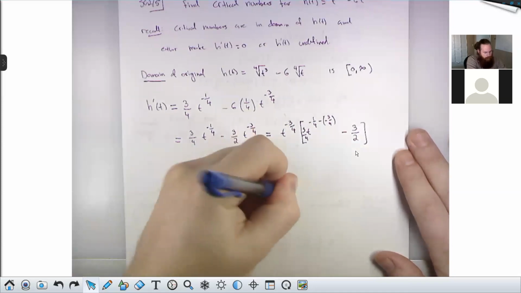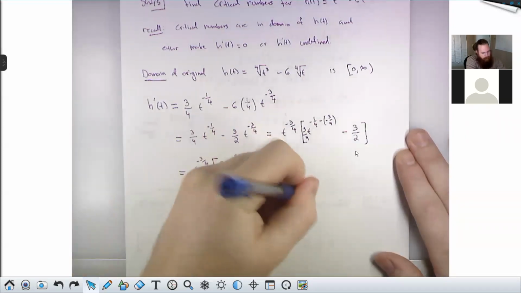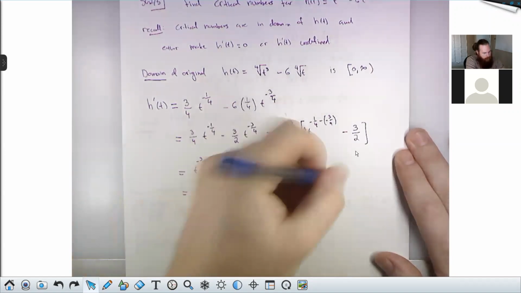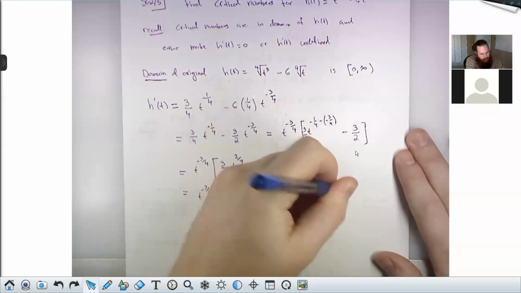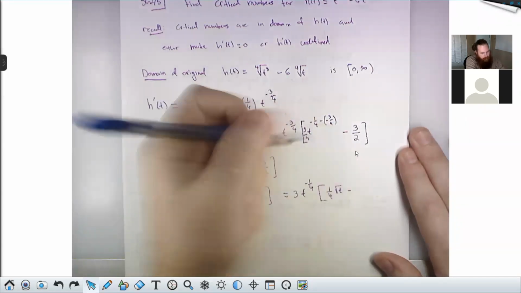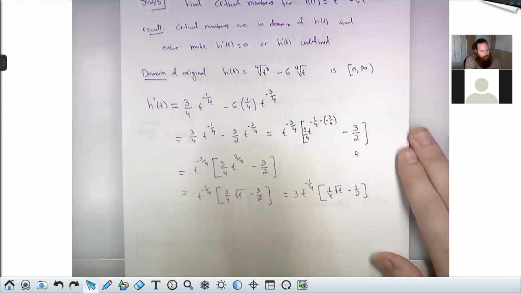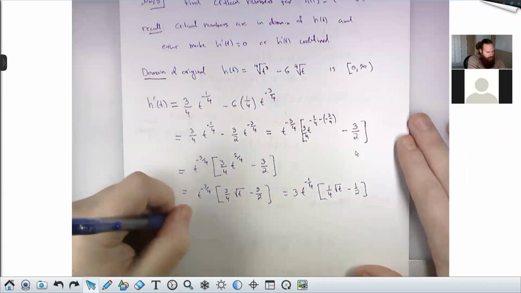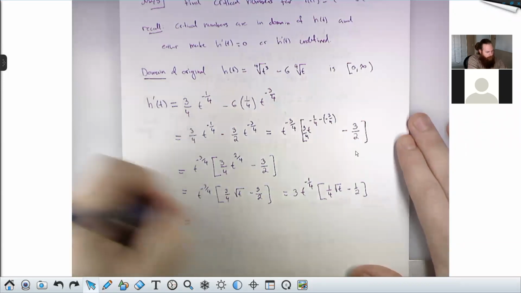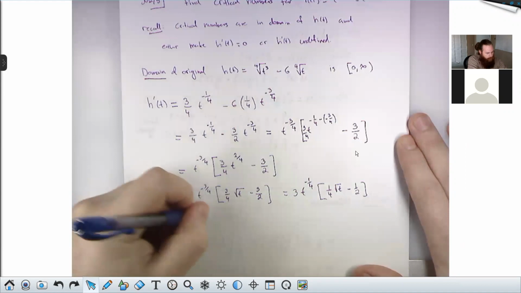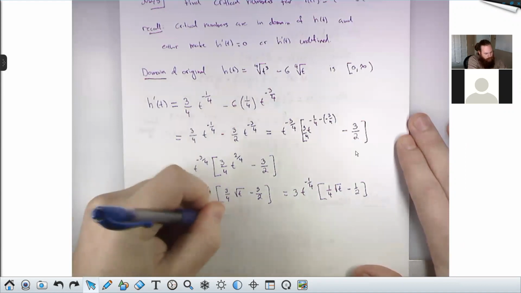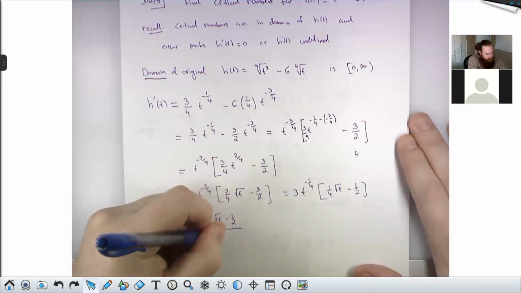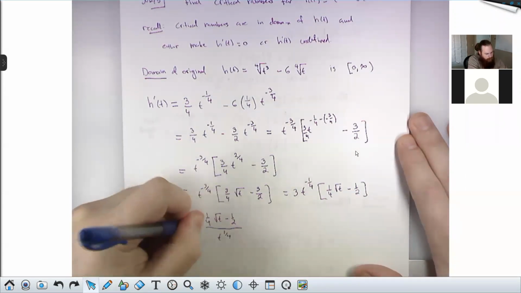I can factor a 3. So I'll have 3t to the negative 1/4 times 1/4 square root of t minus 1/2. I could force factor out a 1/2 if I wanted to, but from here I'll just set each of these equal to 0. So I've got 1/4 square root of t minus 1/2 over t to the 1/4 and a 3 out front.